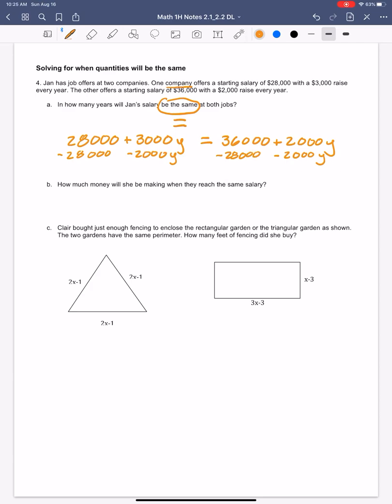All right. And then that's going to give me 1,000y equals 36,000 minus 28,000, which is going to leave me with 8,000. And then divide both sides by 1,000, and I end up with y equals 8. So that's going to be in 8 years.